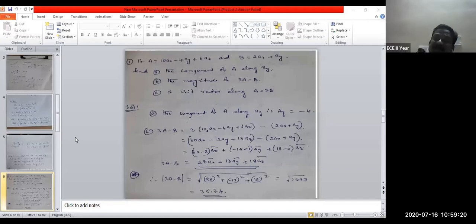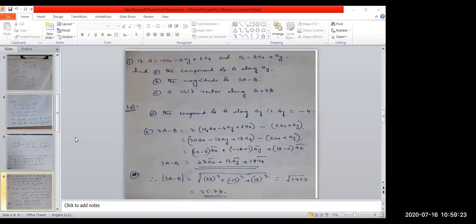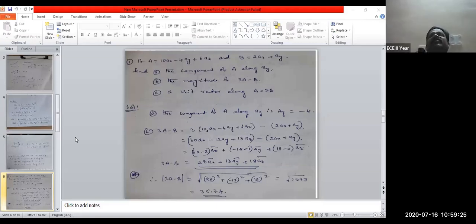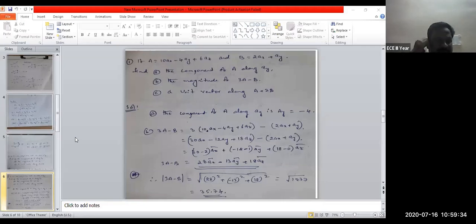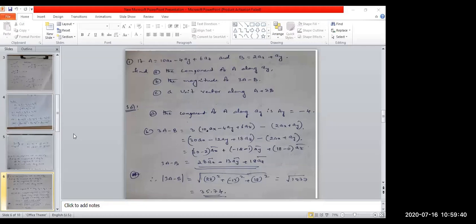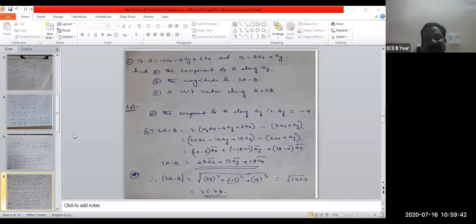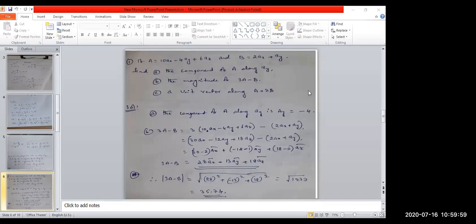But what we require is the unit vector. What is the definition of a unit vector of a? A bar by modulus of a bar. What is the unit vector of AB bar? AB bar by modulus of AB bar. Fine. What is the unit vector of a plus 2b? A plus 2b by modulus of a plus 2b. Right. Good.